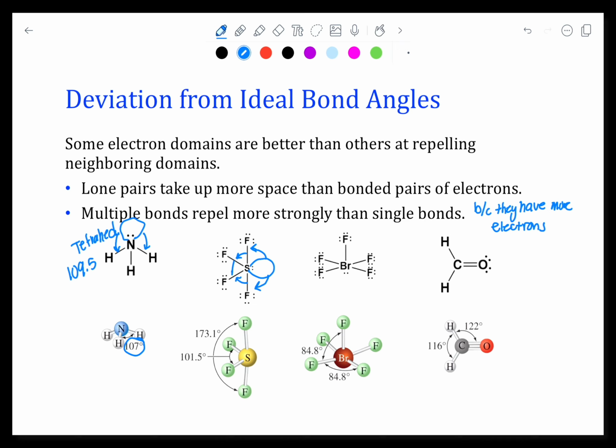Now, I'm not looking for you to memorize the specific numbers. So, I don't need you to remember that 180 turns into 173.1. You do not need to remember that. What I want you to understand is that because lone pairs take up more space, they cause a larger repulsion, therefore changing those bond angles, making them smaller. Okay? So the same thing goes for our BF5 here.